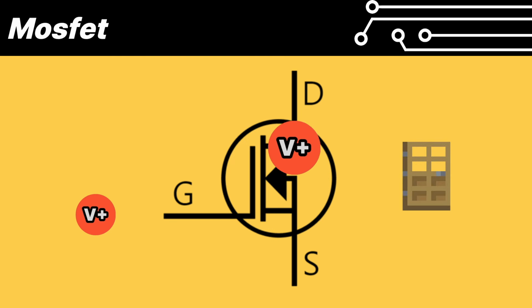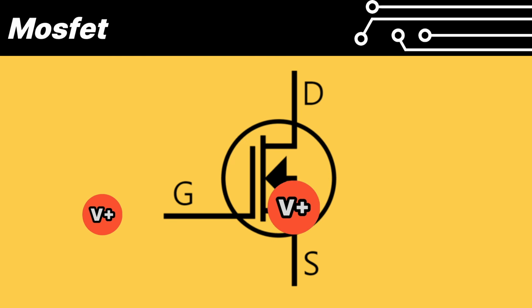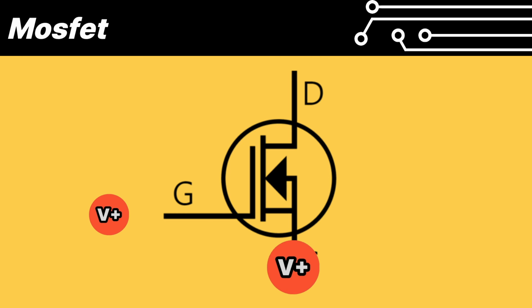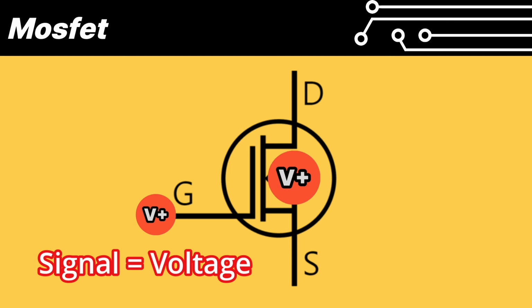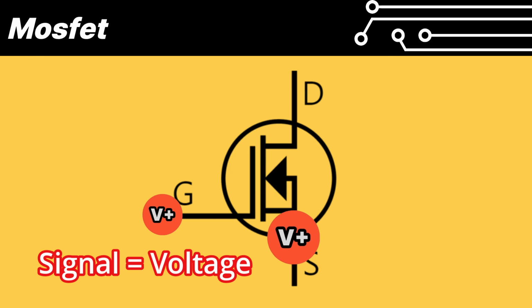It is similar to a transistor. The difference is that the MOSFET is a voltage control device, while a transistor needs a certain current to open the gate. A MOSFET requires a certain voltage to open the gate.